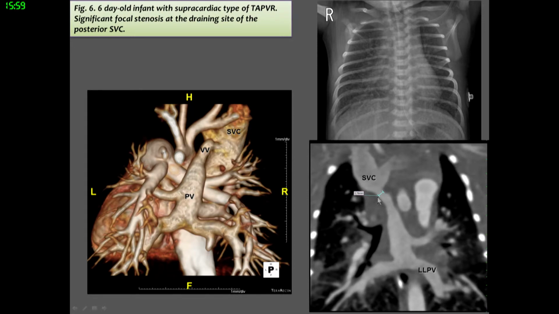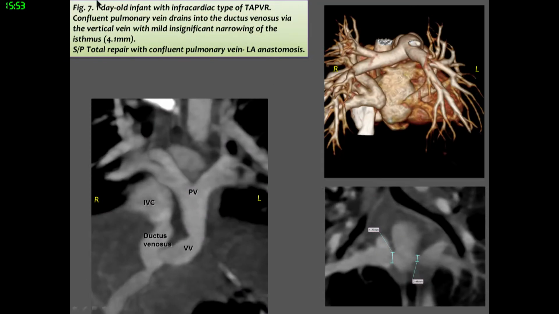Significant stenosis is noted at the draining site of the posterior SVC. Pulmonary edema is also combined. This is a 1-day-old infant with infracardiac type of TAPVR. Confluent pulmonary vein drains into the ductus venosus via the vertical vein with mild and significant narrowing of the isthmus. Total repair was done with confluent pulmonary vein to LA anastomosis. After repair, significant stenosis is noted at the draining site of the pulmonary vein.